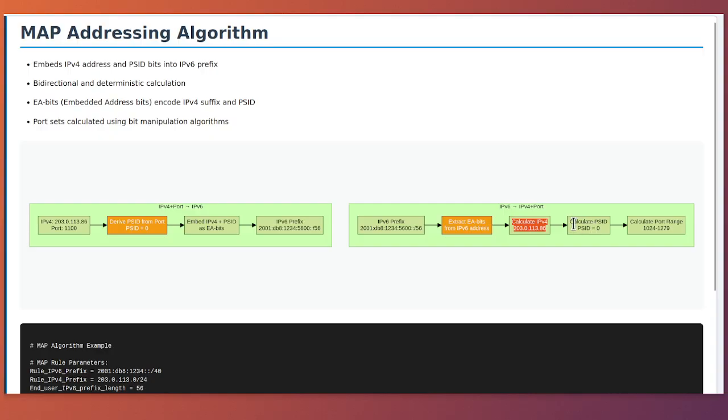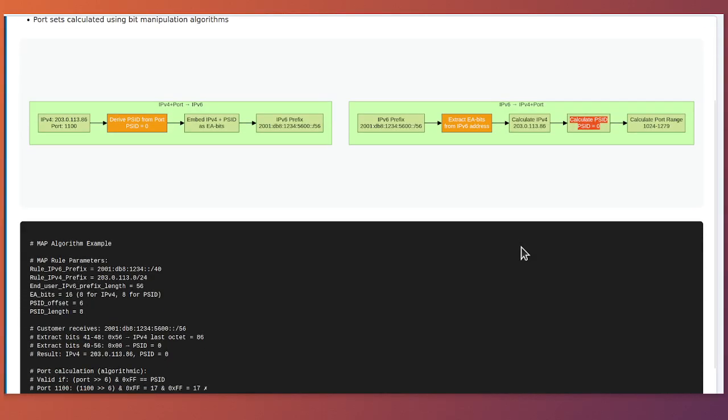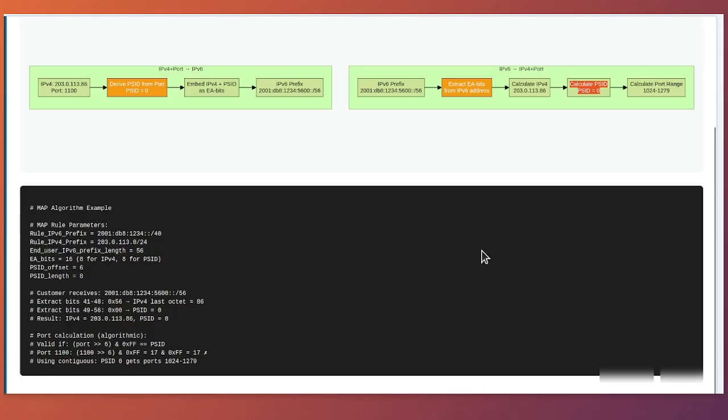This mapping is based on a set of parameters called the MAP rule, which includes the end-user IPv6 prefix length, the IPv4 prefix being shared, the embedded address bits, and the port parameters, including offset and ratio. Let's walk through how the algorithm works with a concrete example. Suppose an ISP has an IPv4 prefix 203.0.113.0/24 that they want to share among customers.